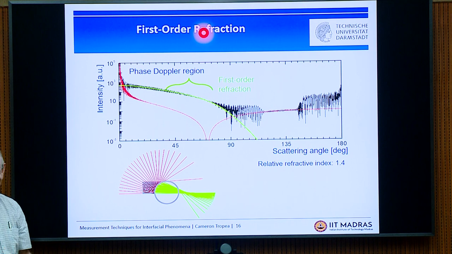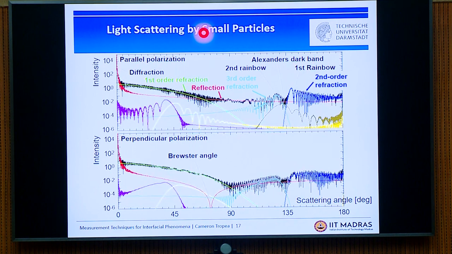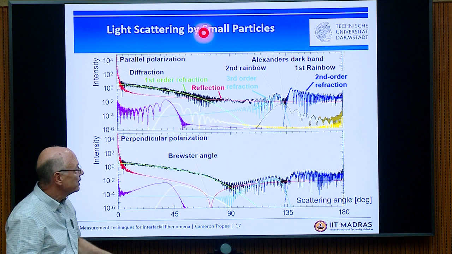Okay, it costs you a little more money to build. You can carry on and do all, this is the first 10 orders or something, I forget. No, maybe not 10, but quite a few. And this is for one polarization, this is for the other polarization. Here's the rainbow that you usually see as the second rainbow.